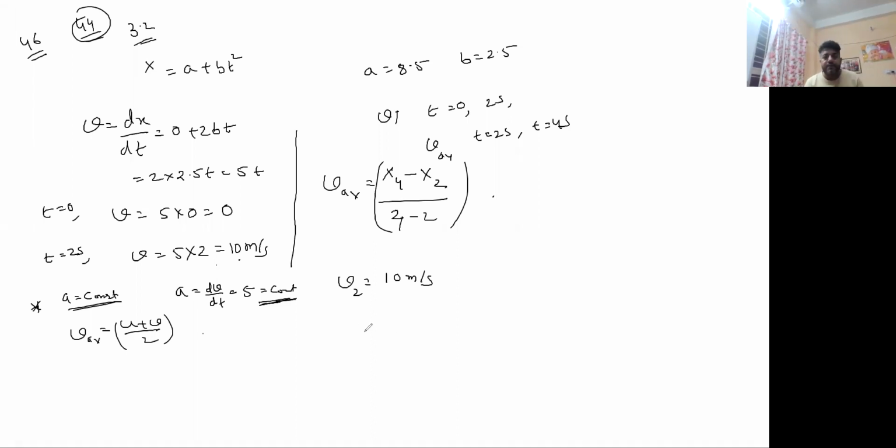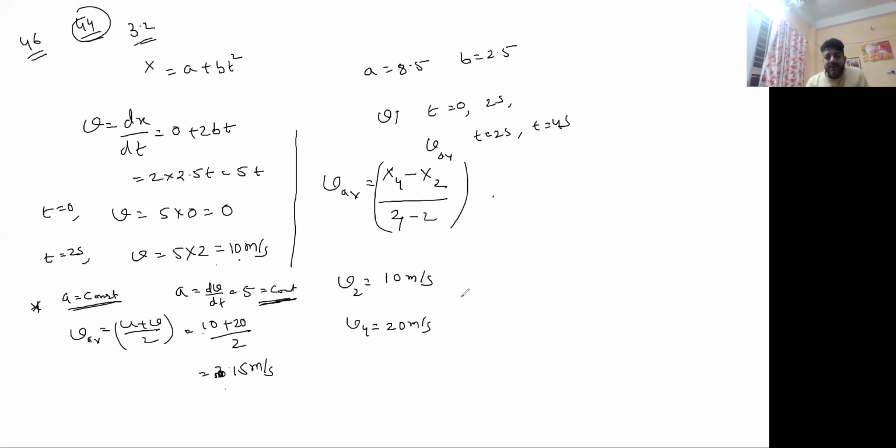And velocity at 4 seconds, what will it be? 5 into 4, how much? 20 meters per second. So I can use 10 plus 20 by 2. What is the answer? 15. And I can show you the same answer you get from the other method also.